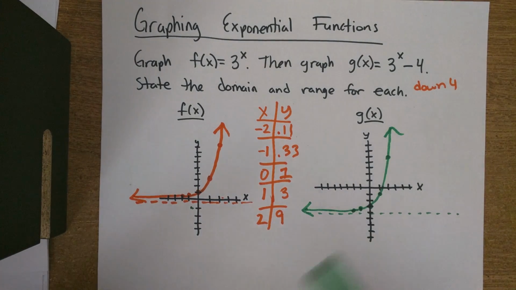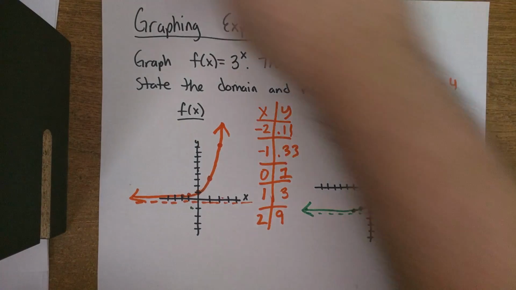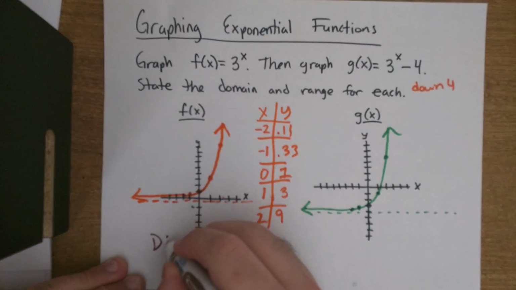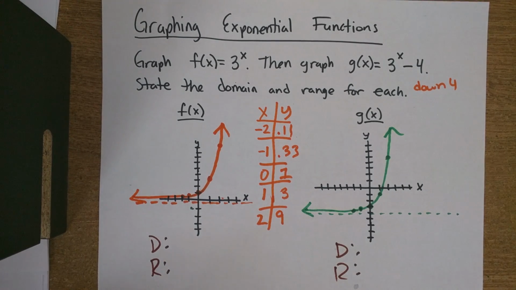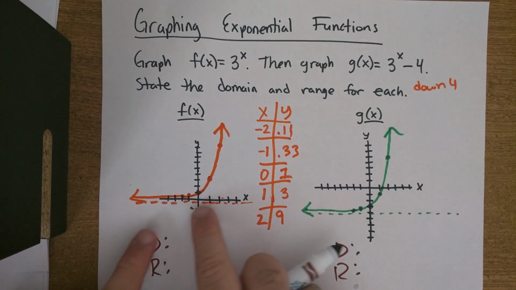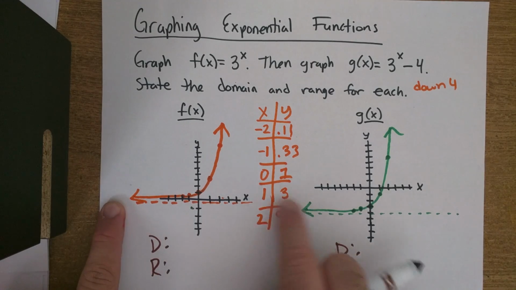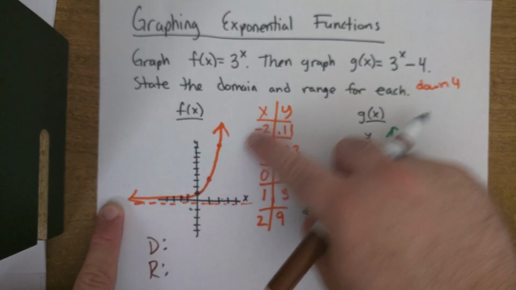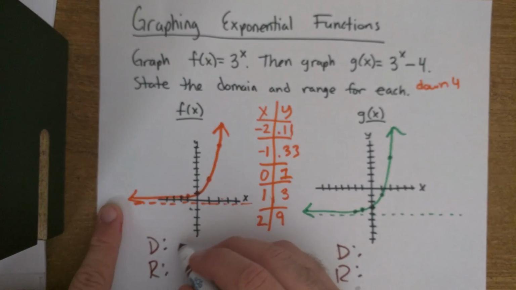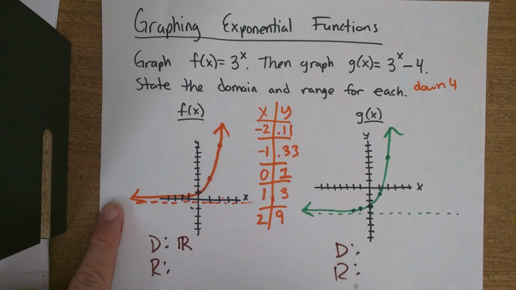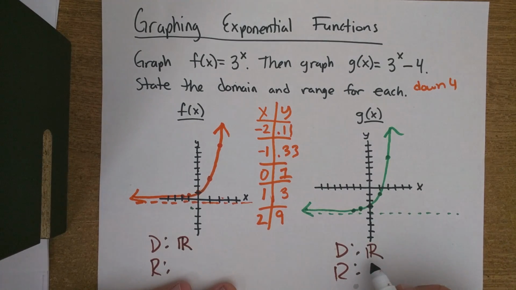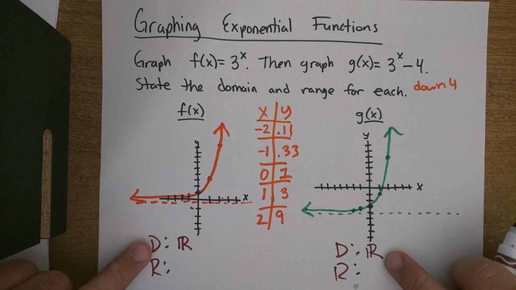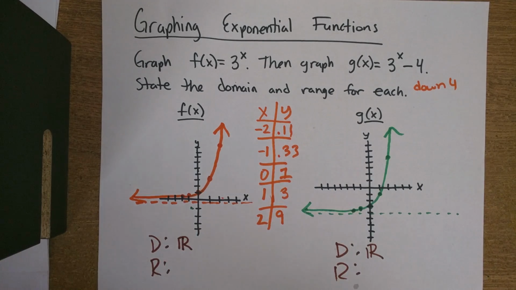One last thing we have to talk about is domain and range. Domain, we'll call D. Range, we'll call R. Do that for both of these. The domain, all your x values, well, this graph goes to the left and to the right forever. Even though this shoots up, it's also going this way forever. So your domain is all real numbers. For any exponential, that's going to be true. So I'm going to even say that over here. The domain of any exponential is all real numbers. The range, however, is not all real numbers. The range is going to depend on the function.